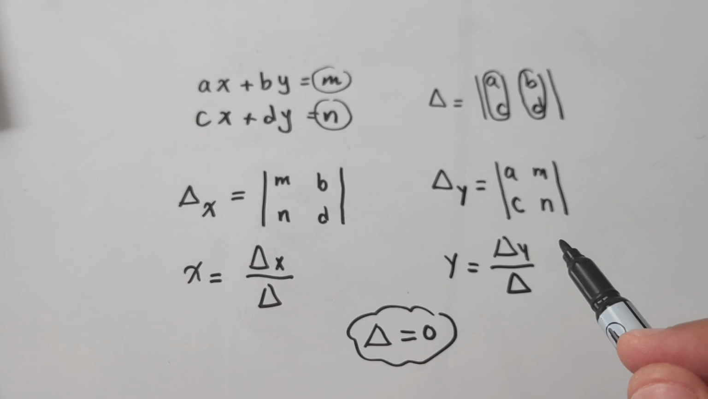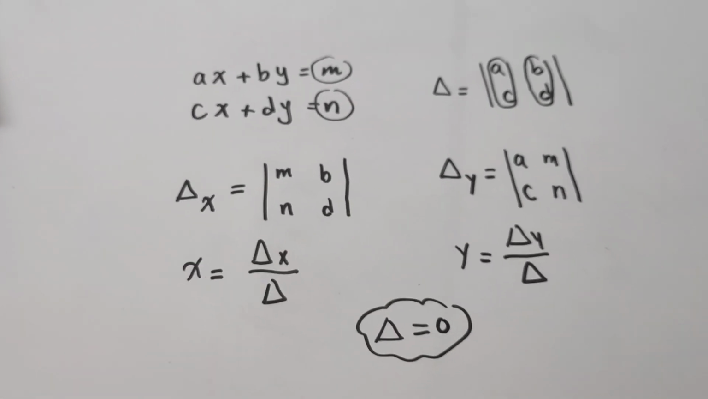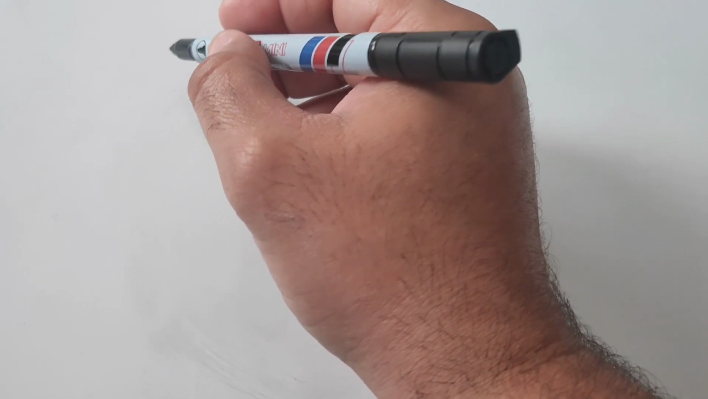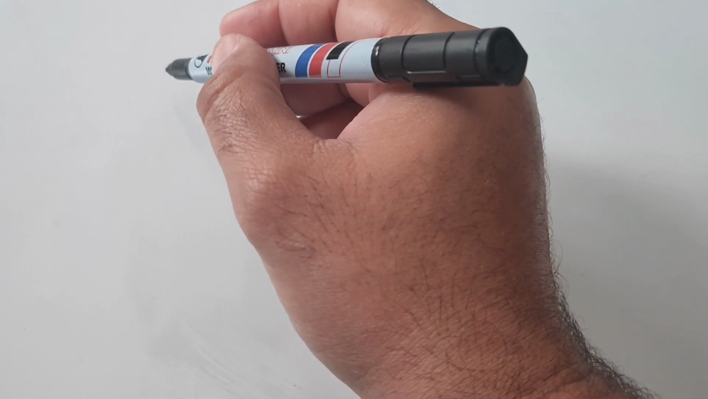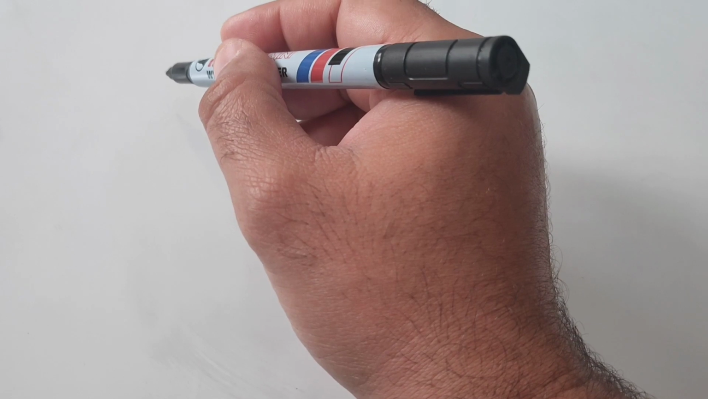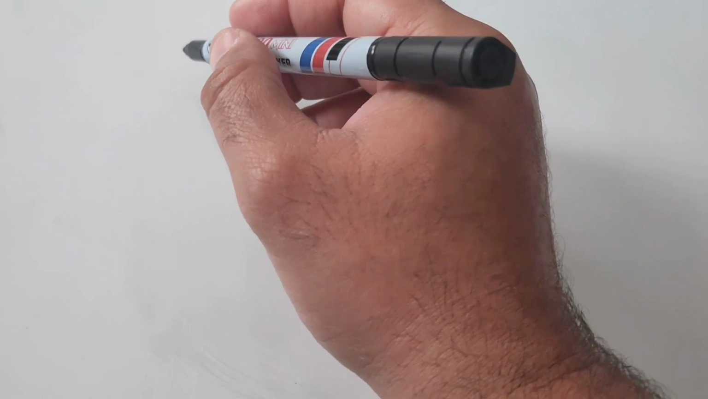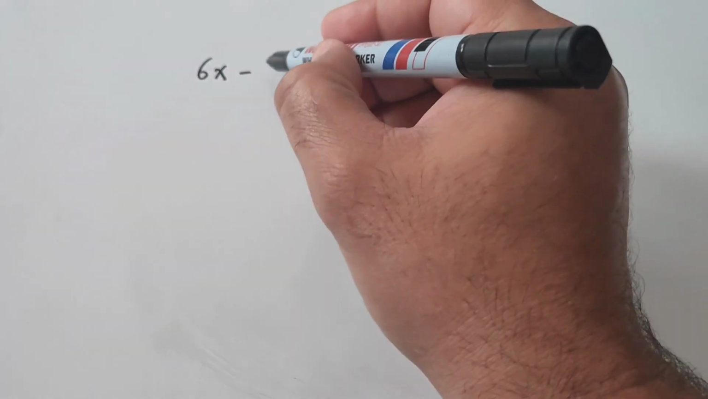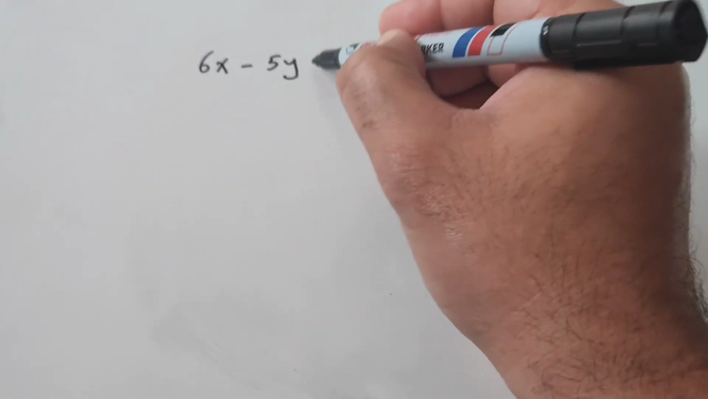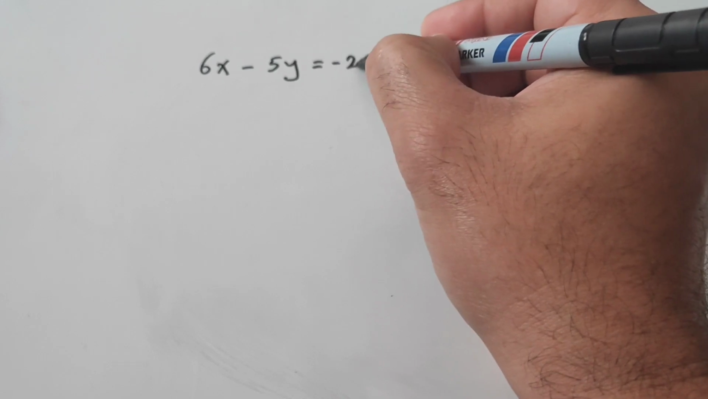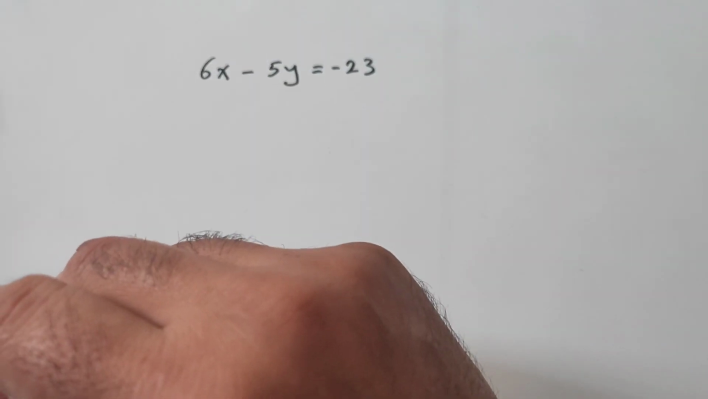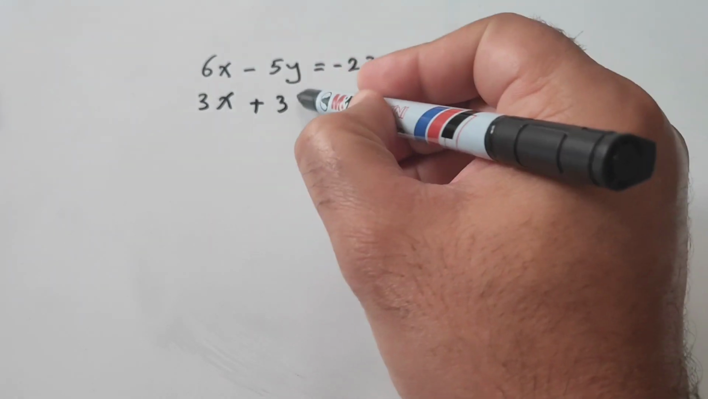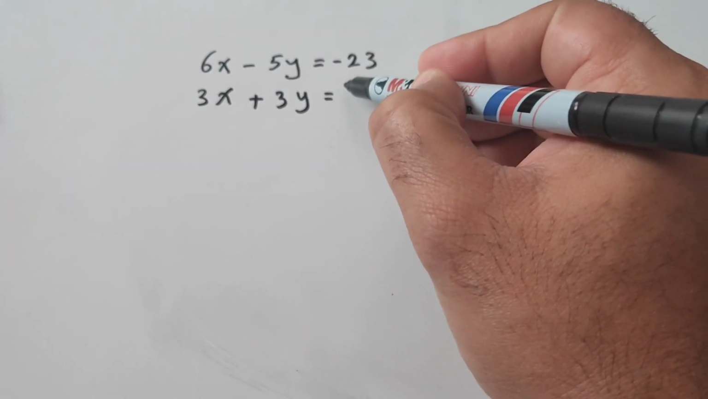The following examples show the previous steps. Example 1. Solve each of the following systems by using Cramer's rule. The first equation, 6x minus 5y equals negative 23. The second equation, 3x plus 3y equals 16.